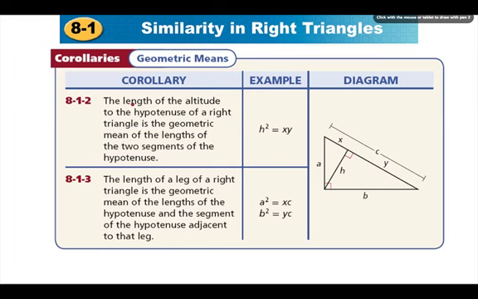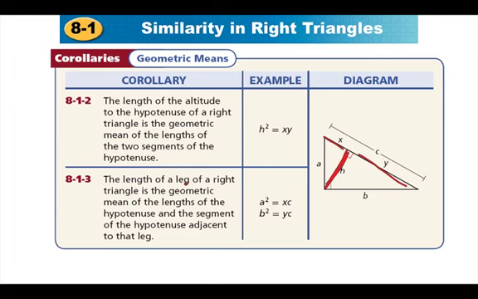Okay, let me read these two corollaries. These could be to a degree confusing, but follow along the examples, and again, ask for clarification if you need it in class. It says the length of the altitude to the hypotenuse of a right triangle is the geometric mean of the lengths of the two segments of the hypotenuse. So basically, this is your height, this is your altitude, and it's equal to this. The altitude squared is equal to the product of this times this. Let's go to the other one.